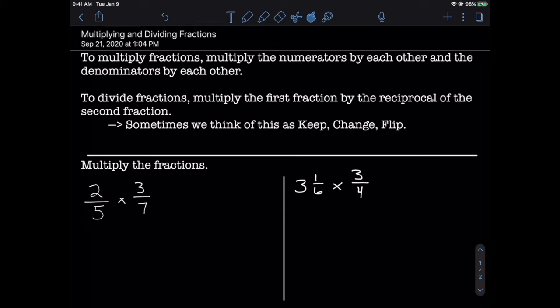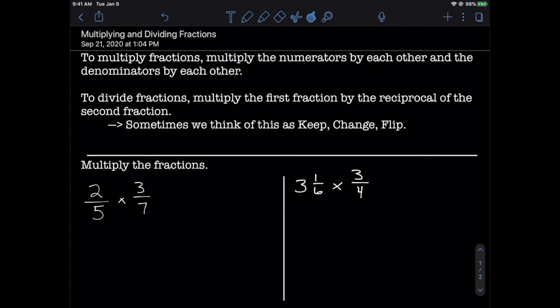Now, as for division, division by definition is multiplication times a reciprocal. So the definition of division tells us exactly what we're supposed to do here. Multiply the first fraction by the reciprocal, or the flipped over version, of the second fraction. Sometimes people end up learning this as keep, change, flip. Keep the first fraction the same, change your division to multiplication, and then flip over the second fraction.